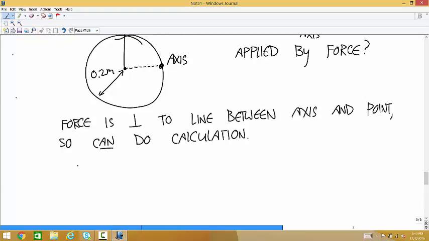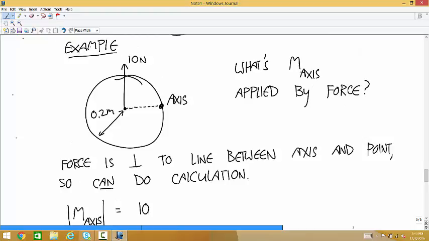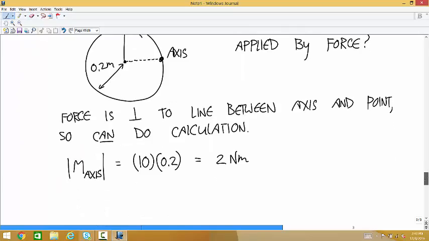And so now we know that the absolute value of the moment is equal to the magnitude of the force, that's 10 newtons, times the distance between the axis and where the force is applied. What's that distance? 0.2, yep. And so you get an absolute value of the moment of 2 newton meters. And now we have to think about the sign.